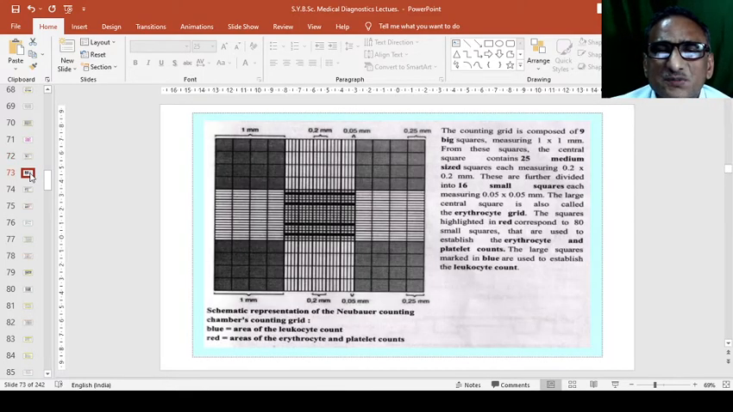This is the slide. If you observe under the microscope at the center, we can get these squares, and we can count 16 small squares, then 25 medium sized squares, and 9 big squares. So these are the squares given in the slide. From that you can count. Here is the schematic presentation of the slide. So you can count from the squares and the types of cells that you observe under the microscope.